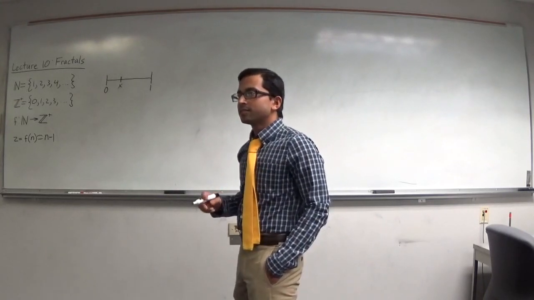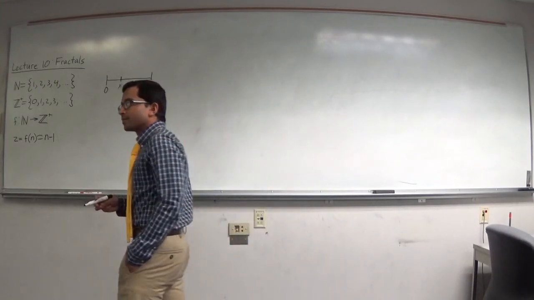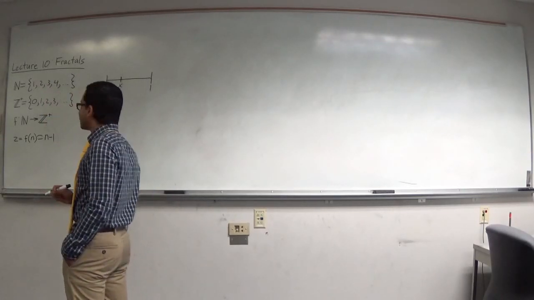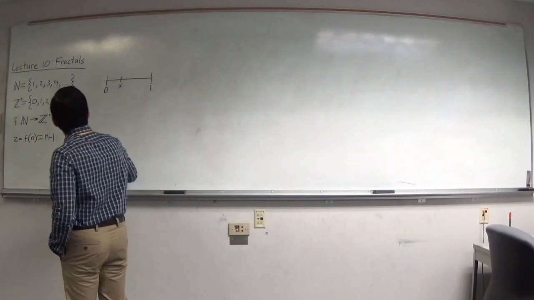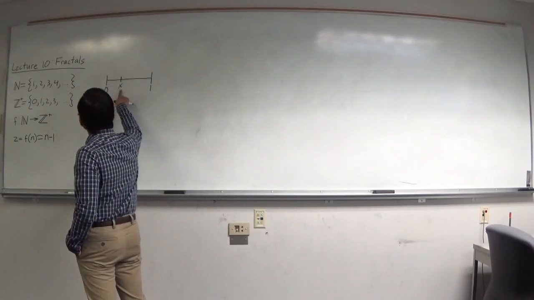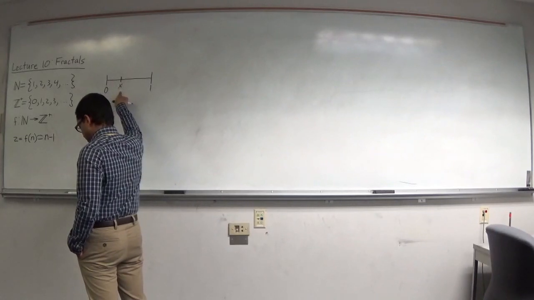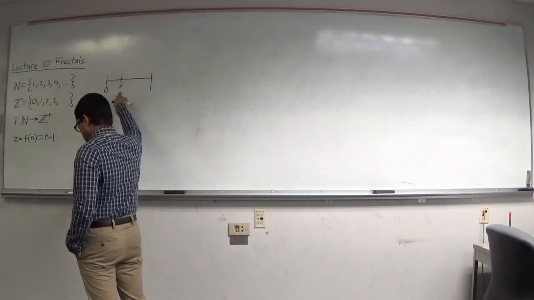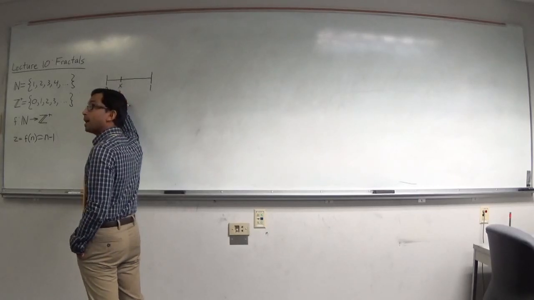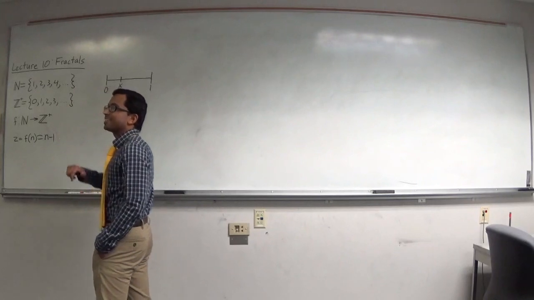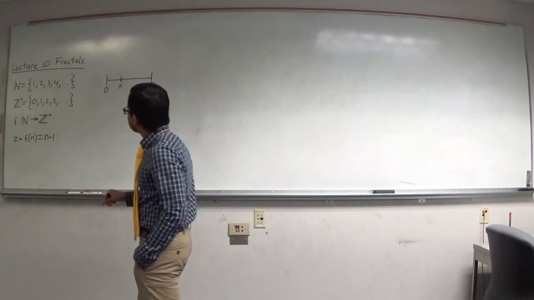f of n equals 1 over n. That wouldn't quite work, right? Because if f of n equals 1 over n, let's say you have 1 over pi, right? Okay. Is pi in the naturals? No, right? So that won't work.